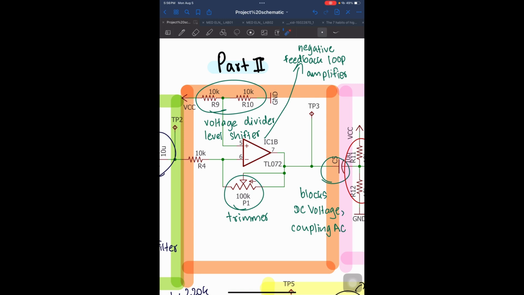The trimmer adjusts the feedback signal, decreasing the overall gain and ensuring linear amplification, preventing saturation. A voltage divider made out of resistors R9 and R10 enables single supply mode and functions as a level shifter, preventing output clipping. C5 also acts like C1, blocking DC voltage and coupling the AC.